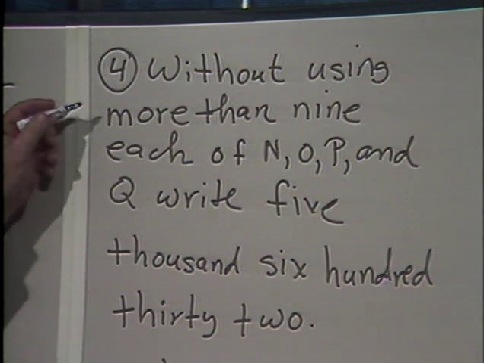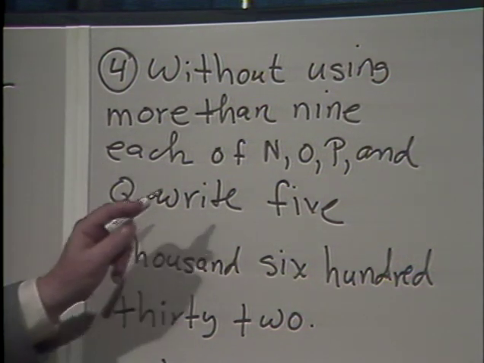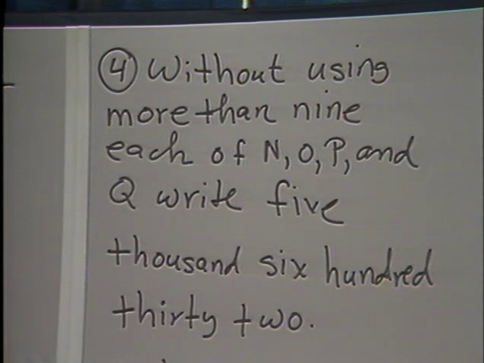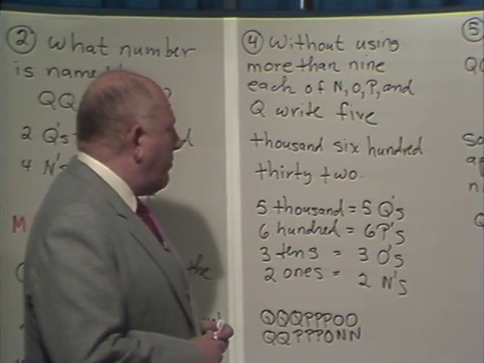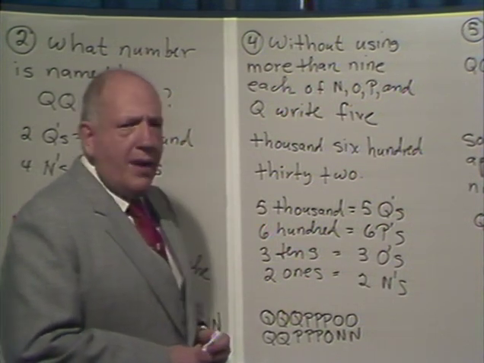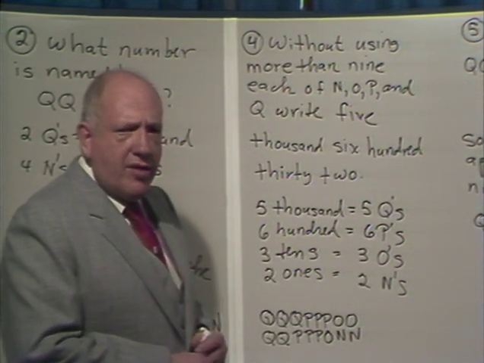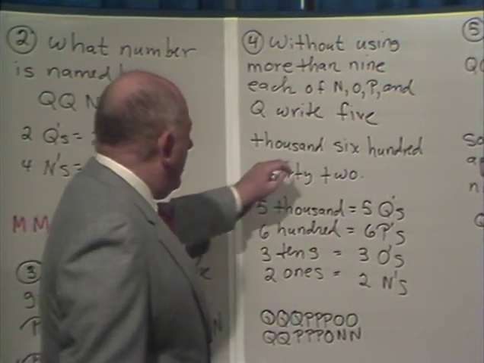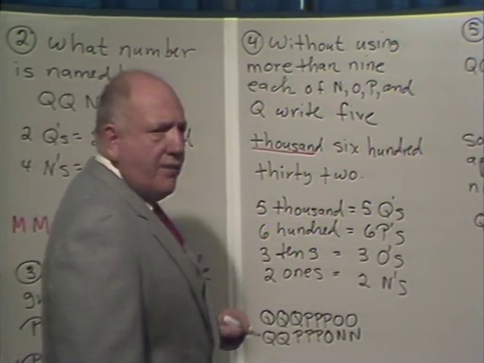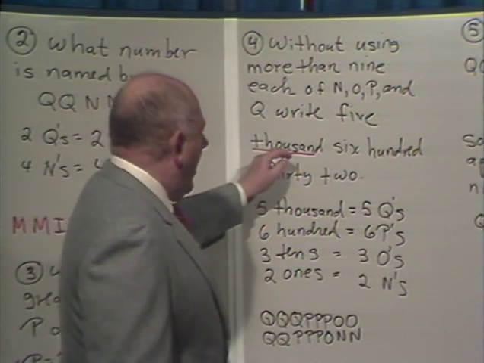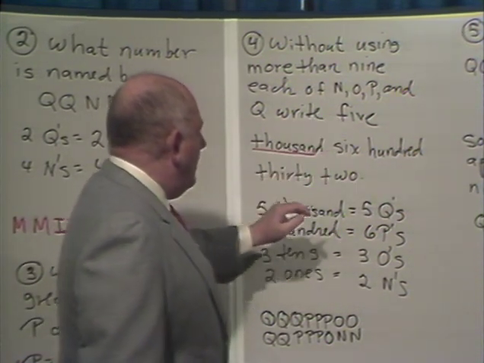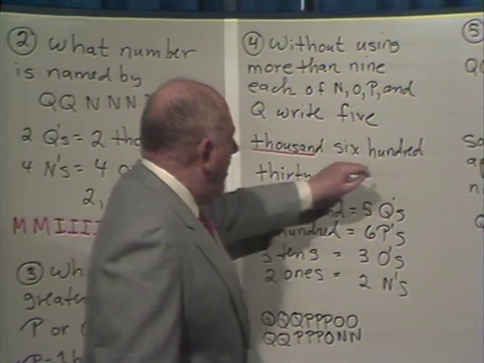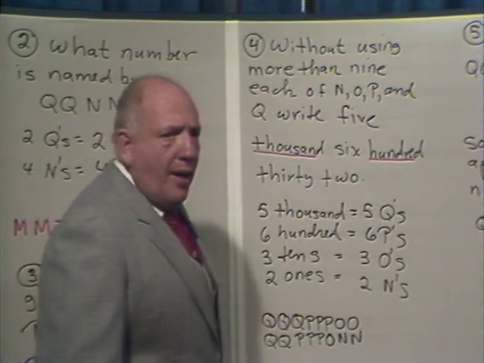Number 4 says, without using more than 9 each of N, O, P, and Q, write 5,632. And this is where the reading comprehension comes in. We have to be able to recognize the denominations and then figure out what the adjectives are. For example, we see the word thousand. That's one of our nouns. What's modifying the thousands? The 5. So I have 5,000s. I catch the word hundred over here. How many hundreds do I have?